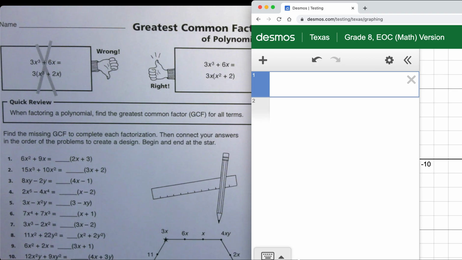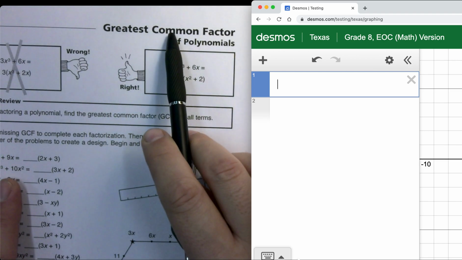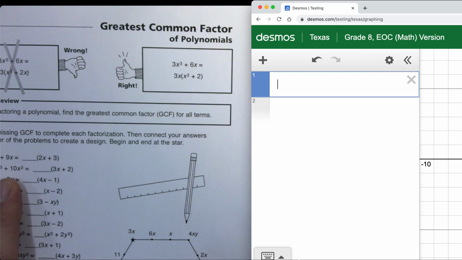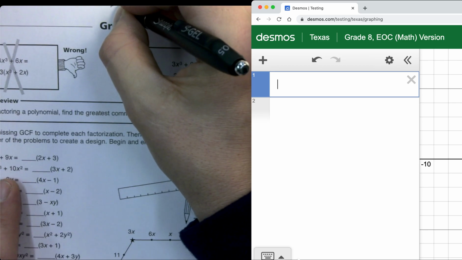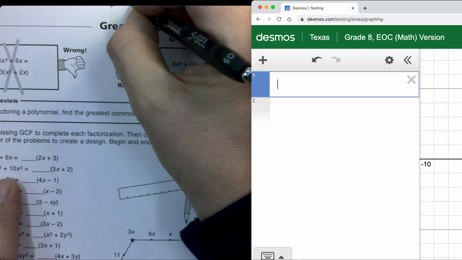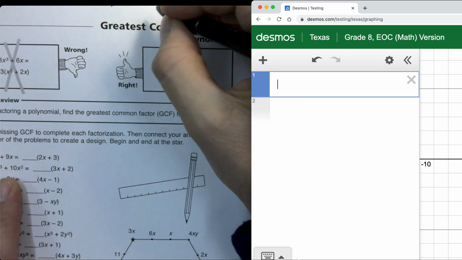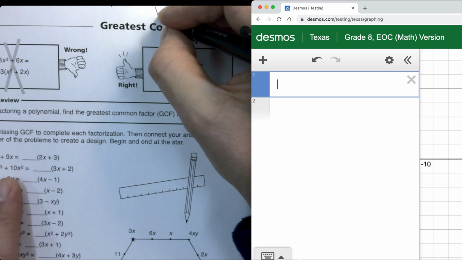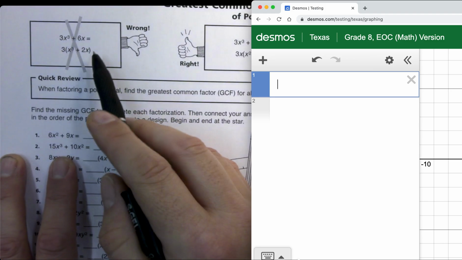All right, so I am in a meeting this afternoon, so I wanted to make a video explaining about greatest common factor, okay? So greatest common factor is a number and/or a variable that a quantity has in common, hence the name, common, okay? So the examples that they give you are here.